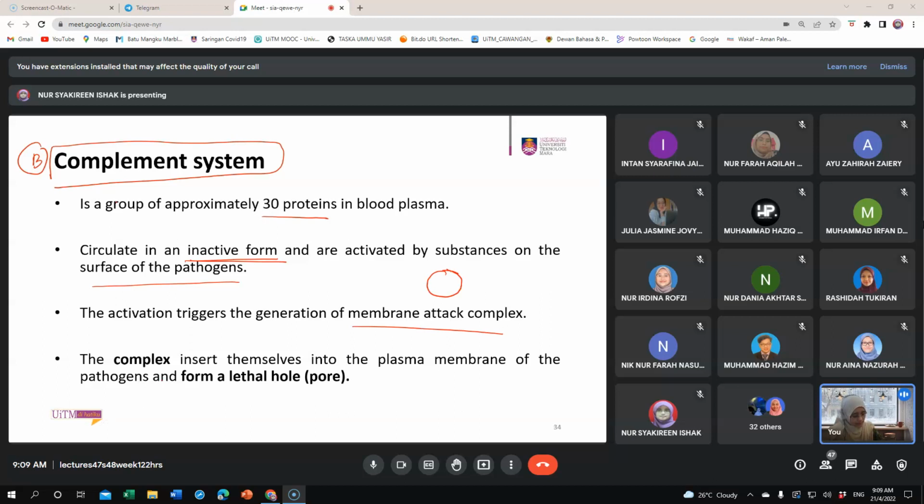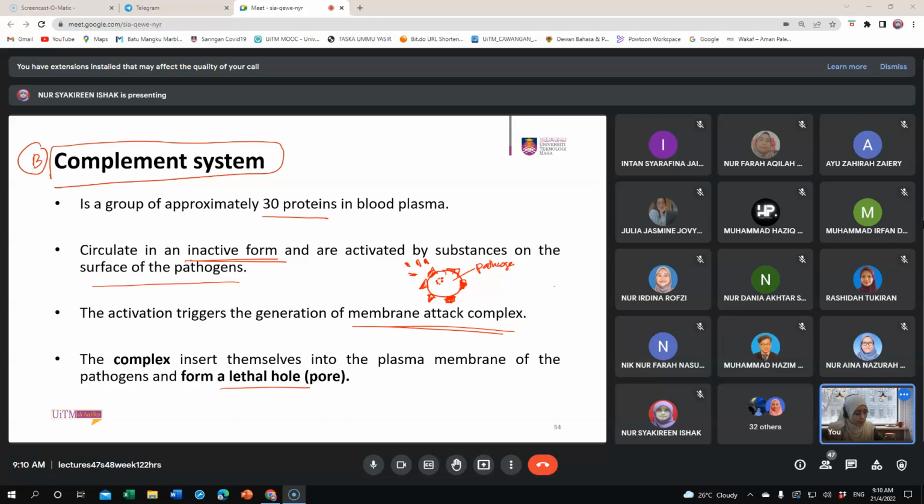So the pathogen may have a molecule or antigen on its surface. This molecule activates the complement system proteins to trigger the membrane attack complex. The complex inserts itself into the plasma membrane of the pathogen and forms a little hole, a dangerous hole. So you have the circulating protein, which is activated by the molecule on the surface of the pathogen, and this protein is inserted in the plasma membrane of the pathogen to form little holes. Why are they dangerous?